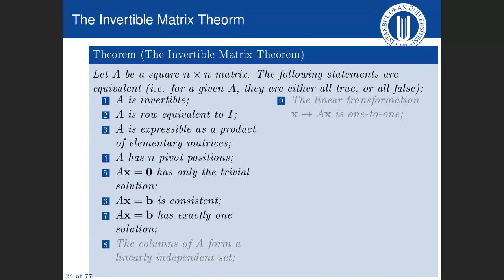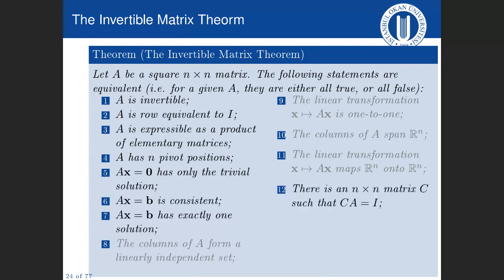The linear transformation from X to AX is 1 to 1. The columns of A span Rn. The linear transformation from X to AX maps Rn onto Rn. Statements 8, 9, 10, 11, we didn't cover the theory yet. Come back and reread these later in the course once I explain what these mean.